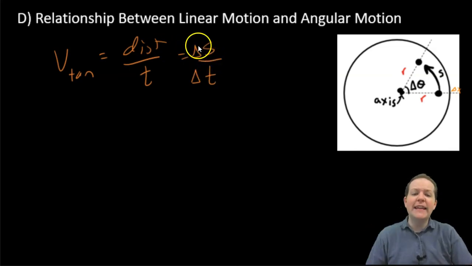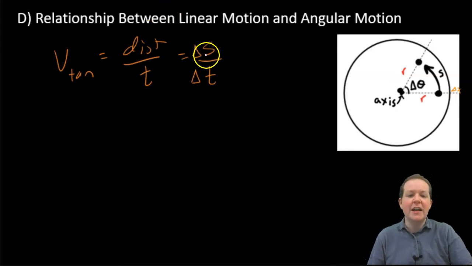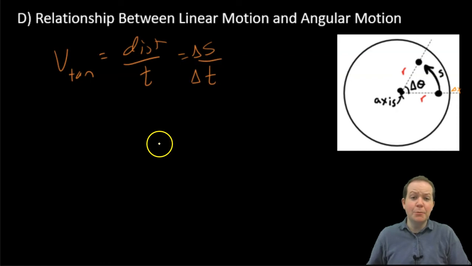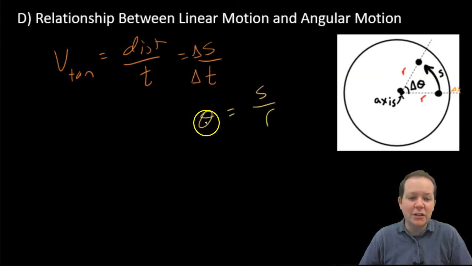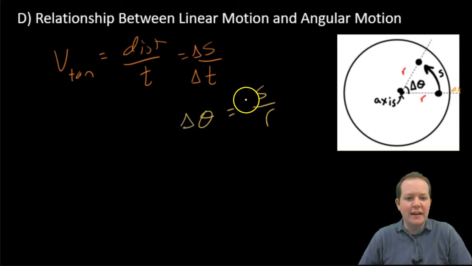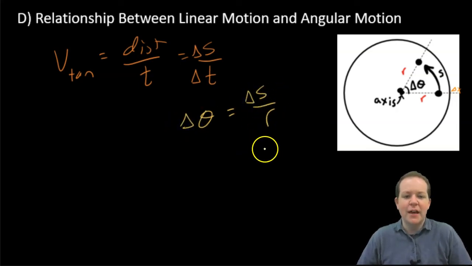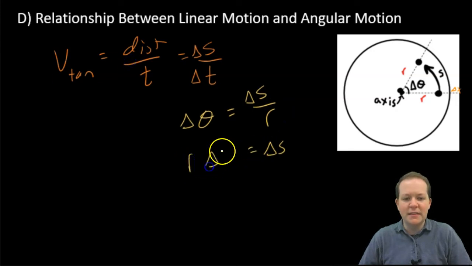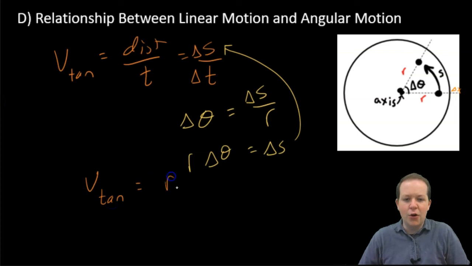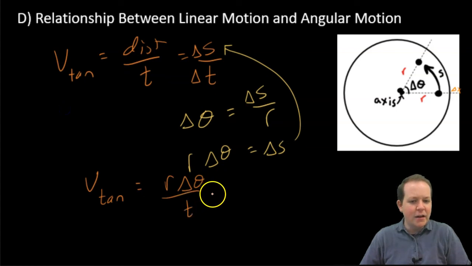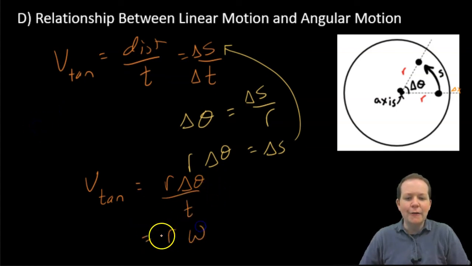But I already have another equation that involves this arc length. We've already seen an equation for s. We learned that theta is equal to s divided by r. That was our definition of a radian. Or the change in theta is the change in arc length divided by r. So that means delta s is equal to r times delta theta. I could plug that in, and I'm left with tangential velocity, the regular old velocity, equal to r delta theta divided by t. What is delta theta divided by t? Oh, that's the angular velocity.